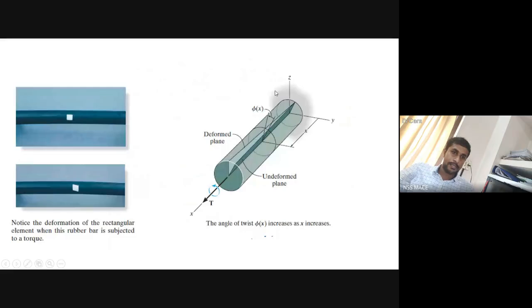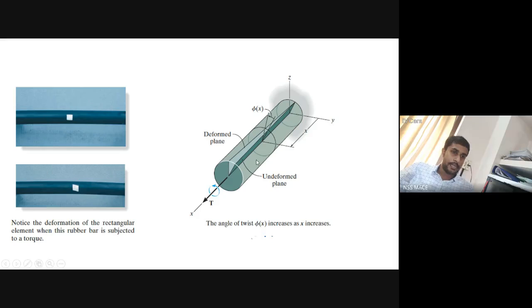Initially a rectangular planar piece of paper is pasted on the shaft. After twisting, we can see the shape of the paper is twisted. Initially this edge was straight, but here we can see it is at an angle with the axis. So that is twisting.